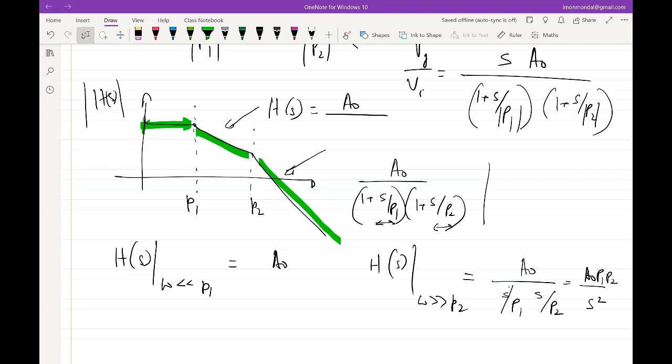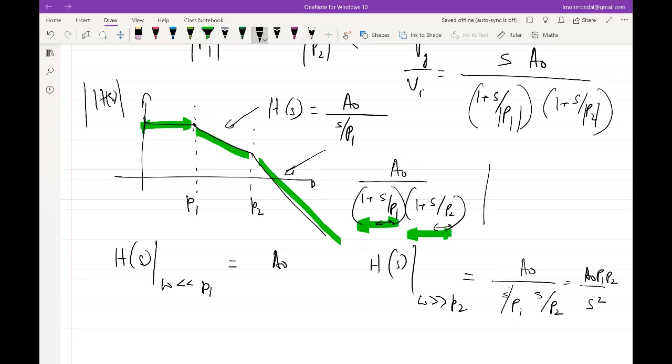A naught by S by P1 times 1, because S is much less than P2 and much greater than P1, right? So for this section, S by P1 will dominate. For this section, 1 will dominate, right? So it becomes A naught by S by P1. That is why Bode approximation is so powerful, right? You don't have to deal with those smooth curves where you don't know which is dominating. In this case, straight line segments, you clearly know which is dominating.